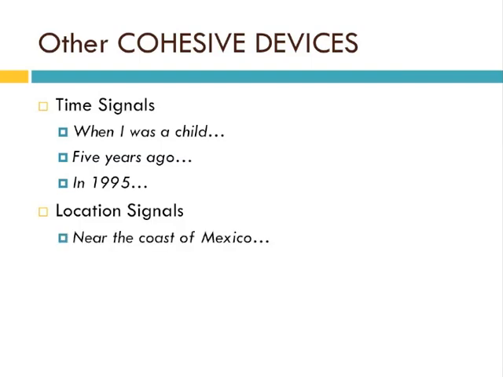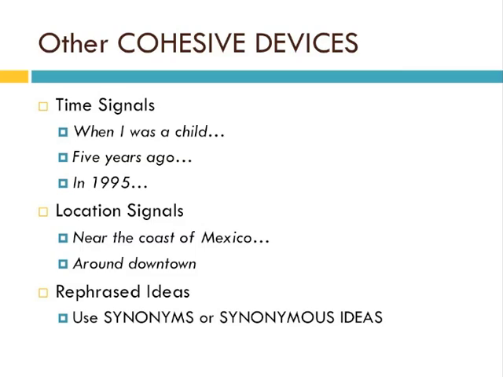Location signals. Near the coast of Mexico. Around downtown. Also rephrased ideas, not repeated necessarily, but rephrased ideas. And that involves using synonyms or synonymous ideas. So think about, for example, when I said in my Mackinac response, I really love seeing what life was like in the past, I connected it to the idea that Mackinac was a historic place. So in the past and historic are words that reinforce each other. They're not exactly the same, but they're synonymous. So in this case, that helped reinforce the connection between my ideas.